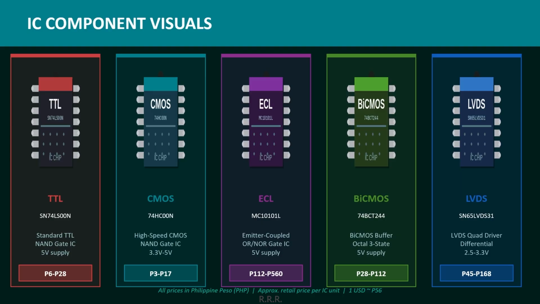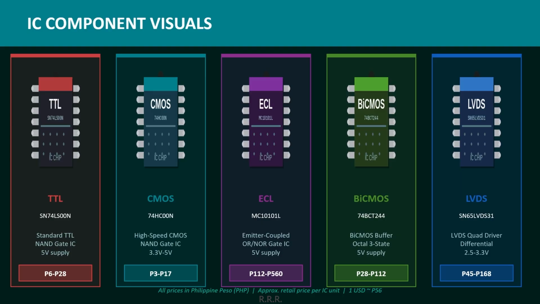Starting from the left, the SN74LS00N represents the TTL family. It is a standard quad NAND gate IC running on 5 volts. At 6 to 28 pesos per chip, the price is affordable, but the power draw disqualifies it for our application.